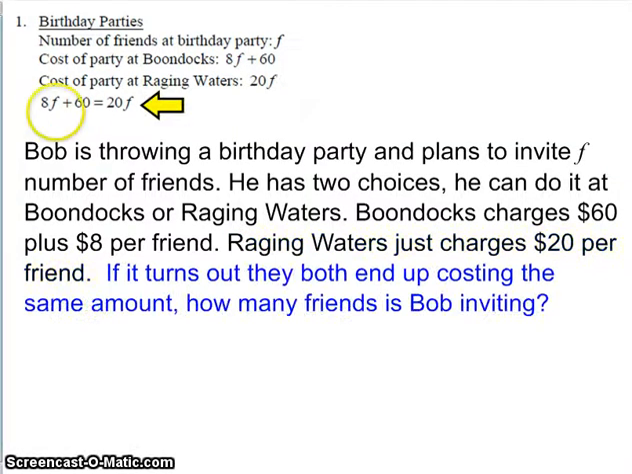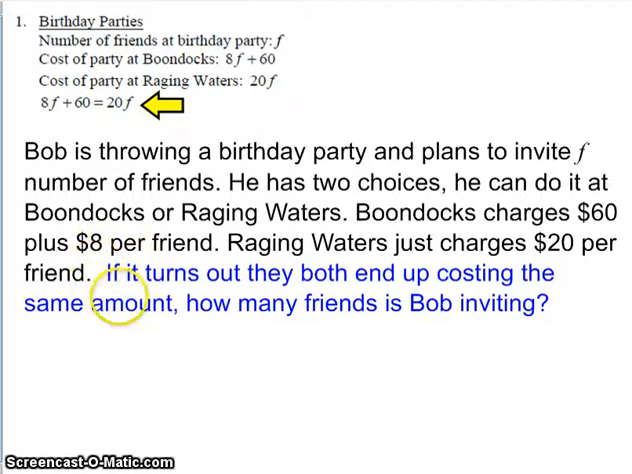Now let's look at this equation part. 8f plus 60. I don't see this as an 8f plus 60. I've seen that before right here for cost of a party at Boondocks. So I don't see 8f plus 60. I'm saying the cost of Boondocks right here. That's what this means, the cost of Boondocks. And 20f, actually to me and mathematicians, are looking like the cost of Raging Waters. So what I see here is the cost of Boondocks equals or is the same as the cost at Raging Waters.